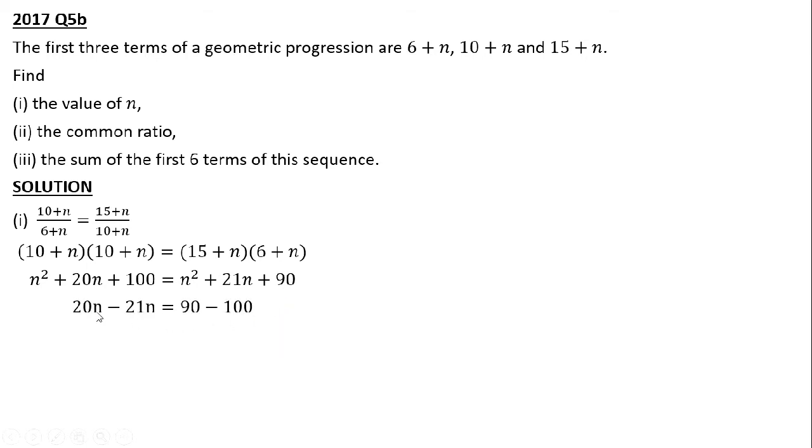20n minus 21n is the same as negative n. 90 minus 100 is the same as negative 10. To find the value of n, divide both sides by a negative 1. Our n will be equal to 10.